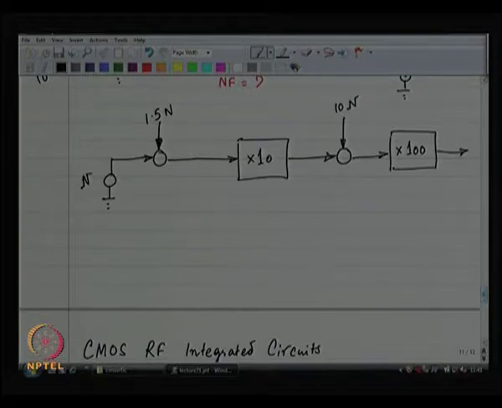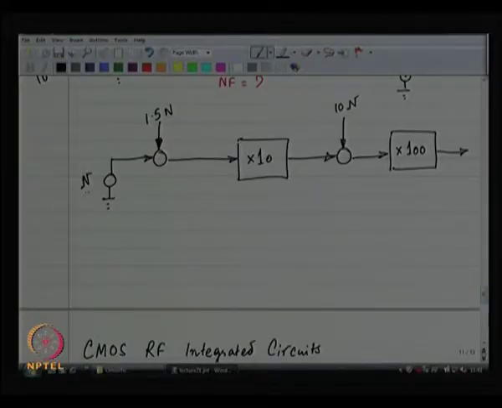Now, what do you think does this translate to? At the output of my system, what is the noise? I have got noise n plus 1.5 n, that is 2.5 n, goes through a factor of 10. So, I have got 25 n over here. I add in 10 times n. So, I have got 35 n over here. 35 n goes through a factor of 100. So, I have 3500 times n over here.